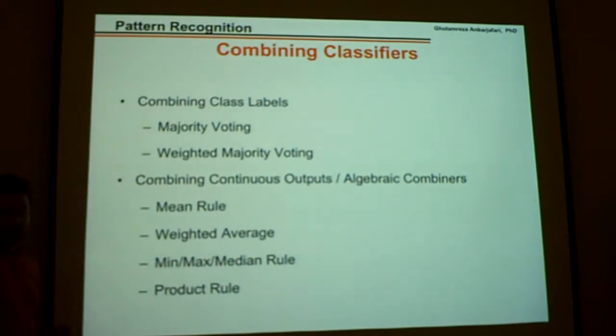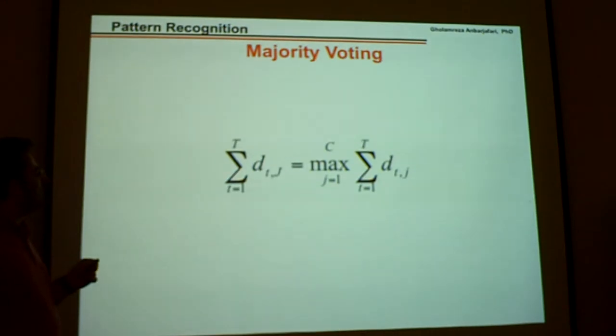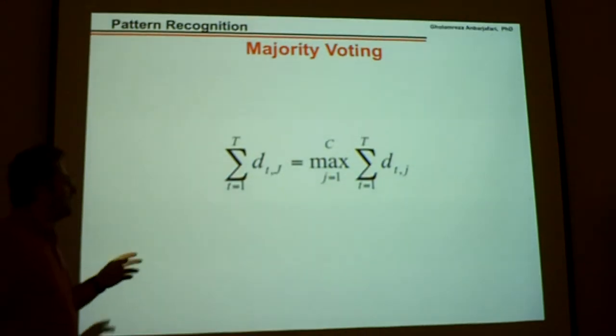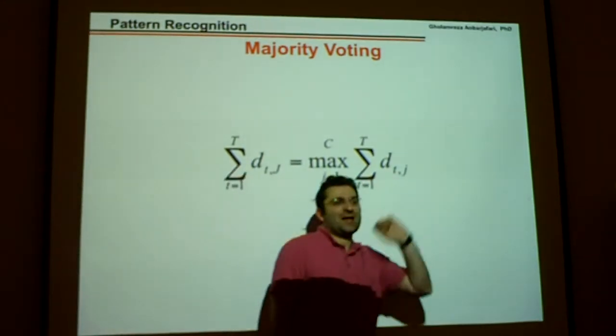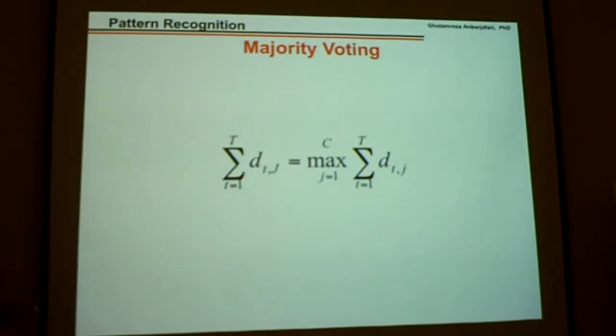So let's continue by reviewing the formulas. We said this is the majority voting that we have. It means that we look at the decisions, and the one which has been repeated most frequently, we will pick that one up.